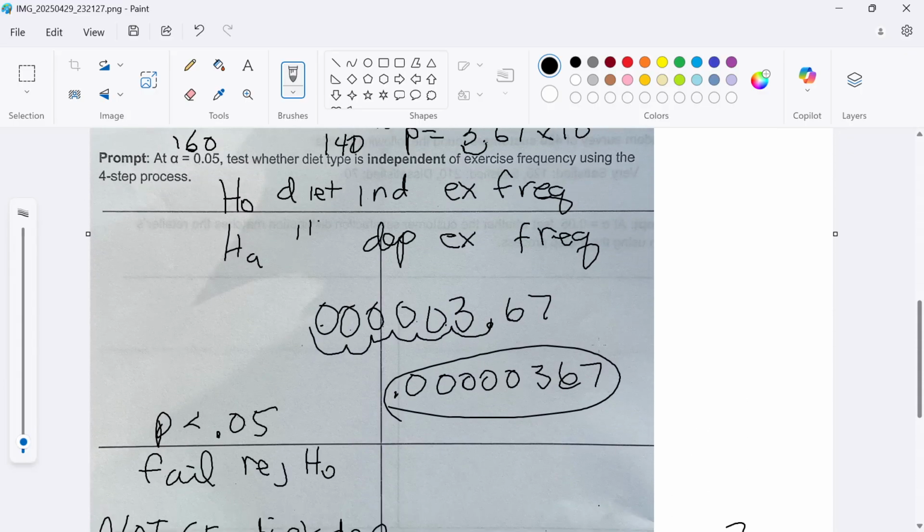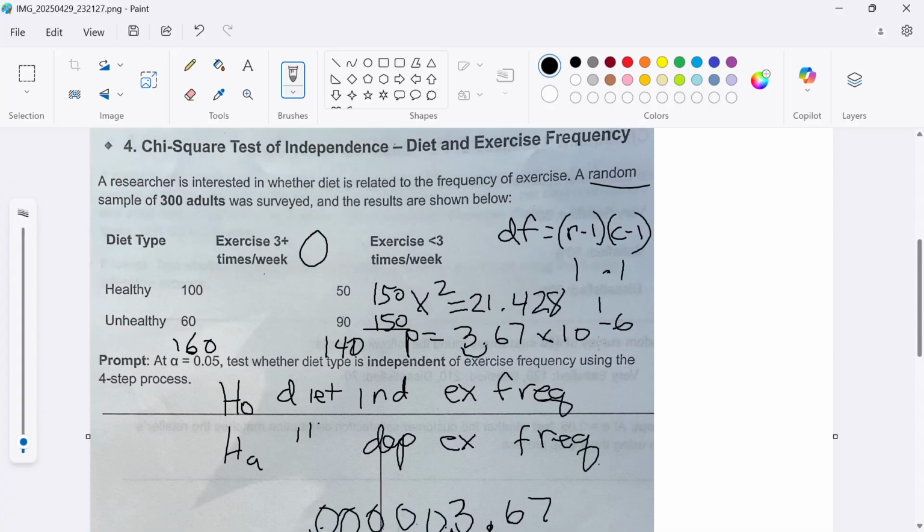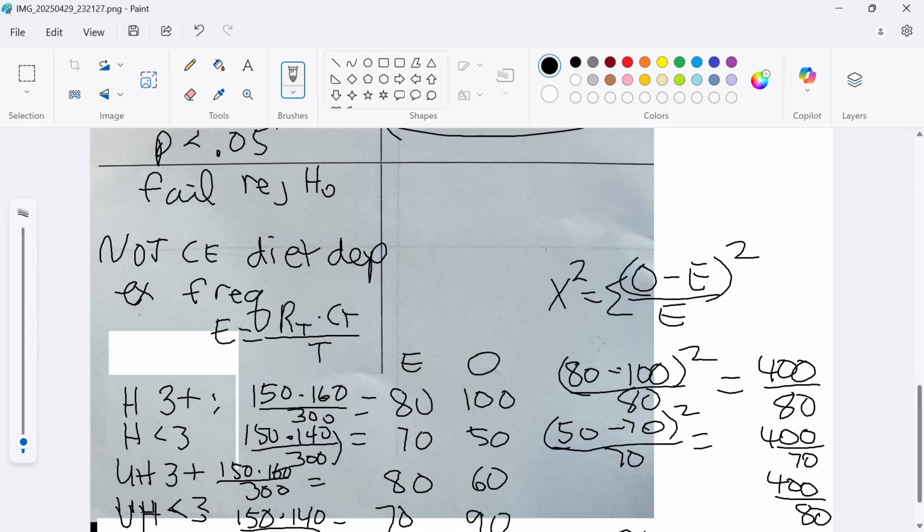So either way, the long way is a lot of calculation. The short way, very easy and fast. But they come to the same conclusion. Failed to reject the null hypothesis. There is not convincing evidence that diet is not independent of, or that diet is dependent of exercise frequency.